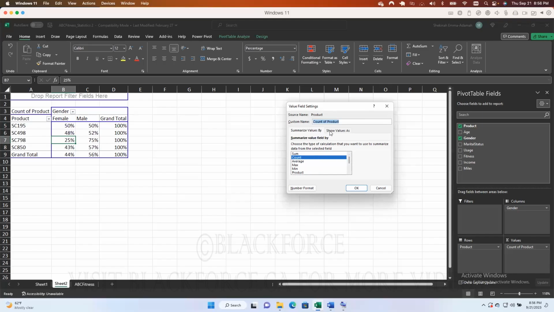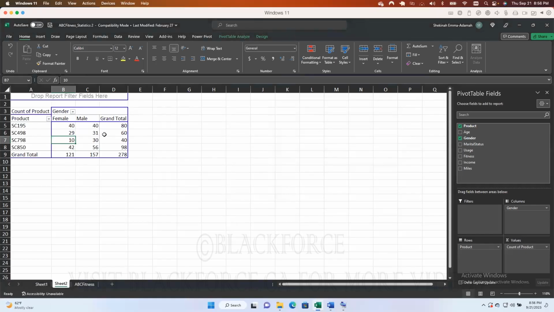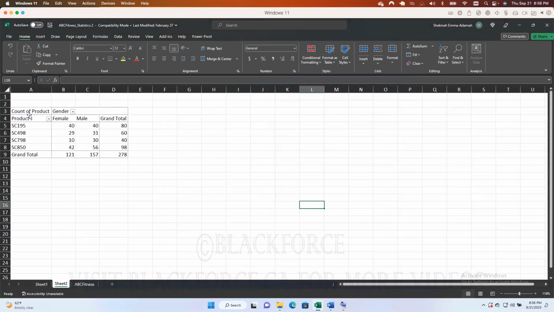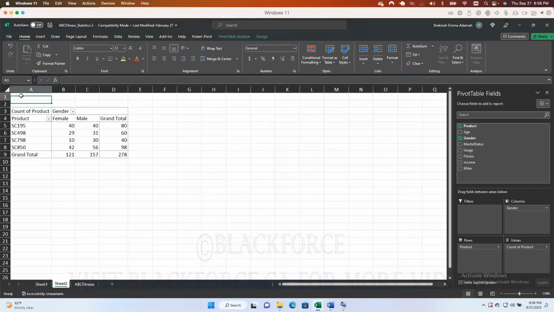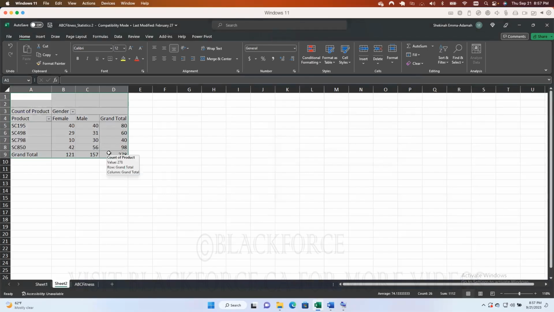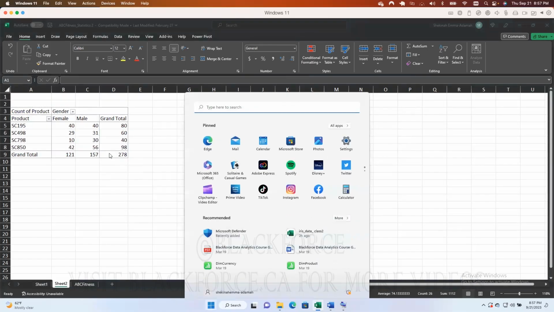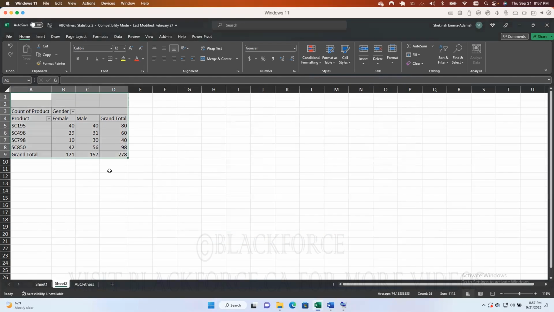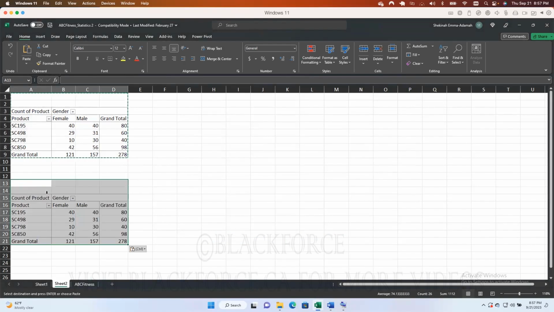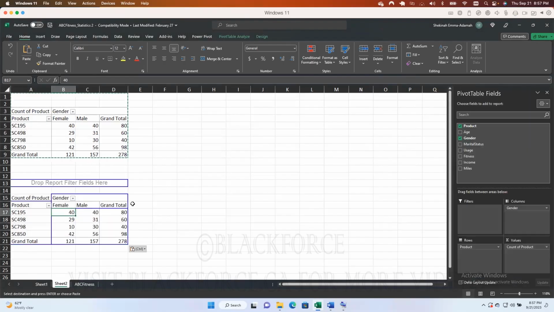Summaries. Then there's also something else, to show the value as. So for the same count, how do you want to show it? You can show no calculation, which is what we had before, right? So this is just the actual counts, or you might want to see the percentage counts. Let's actually make that as another pivot table. Control C. Right, so let that be another pivot table.